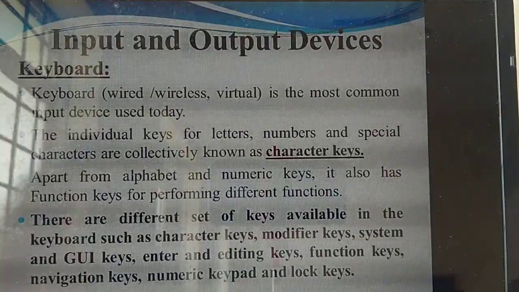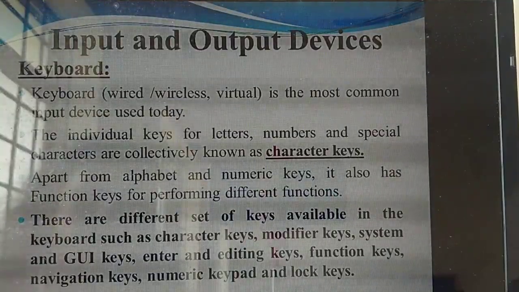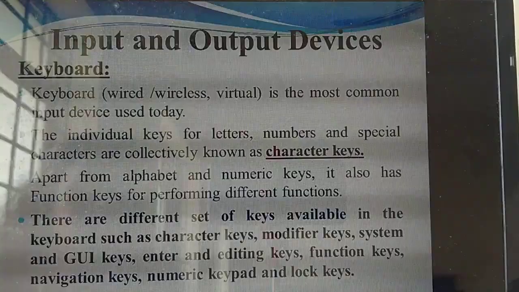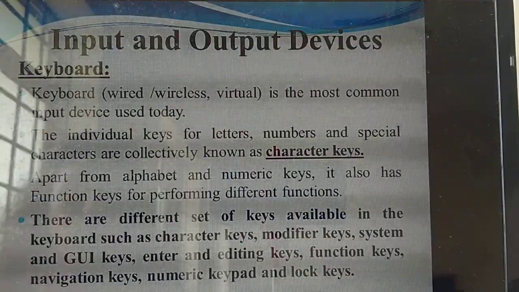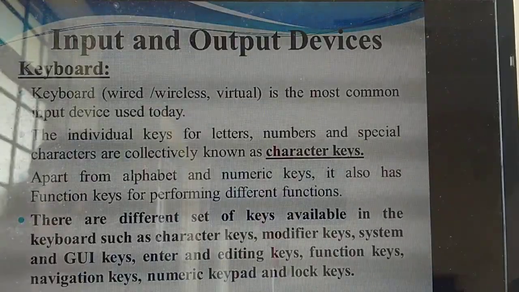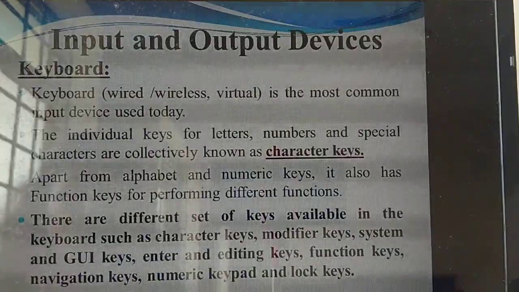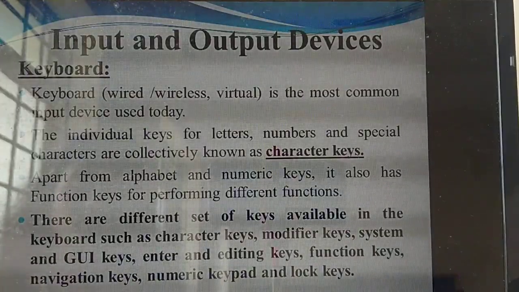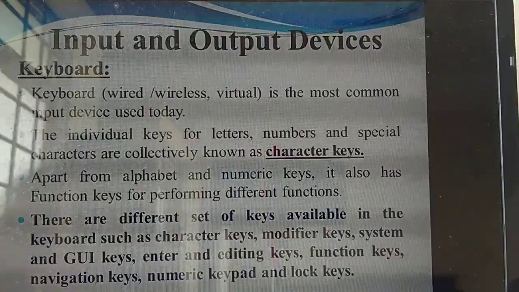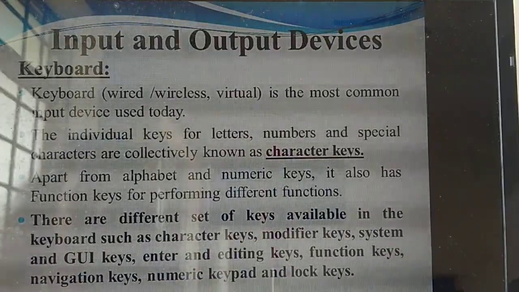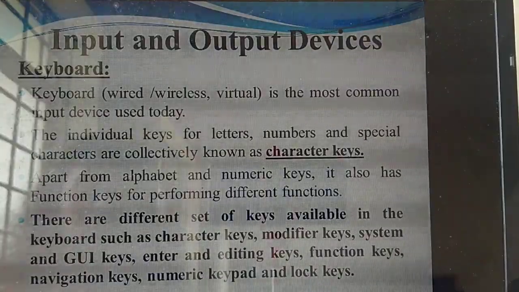Next thing you are going to study about devices. What are the devices you know? Input and output devices. Already you have studied input devices. What's the first input device I taught? Keyboard. You already know about a keyboard, isn't it? There are 3 kinds of keyboard: wired, wireless, and virtual keyboard. What is the difference between wired and wireless? Wired means you need to connect the keyboard to the system by means of a wire. Wireless means without a wire, we can work with the system. That is the difference between wired and wireless.